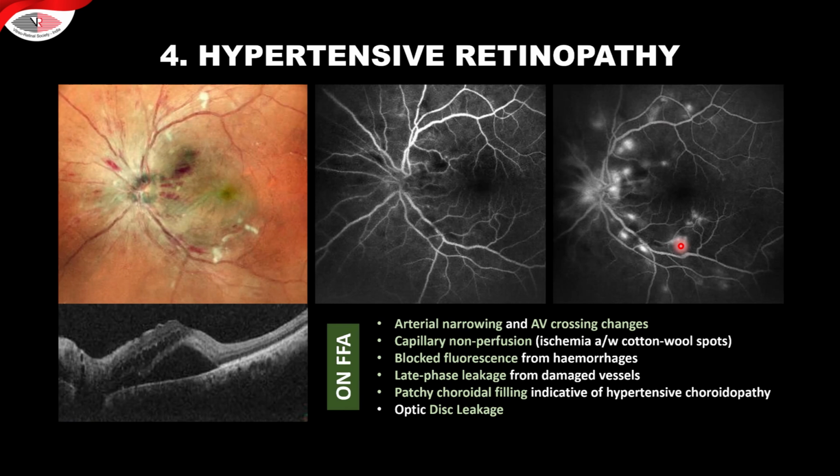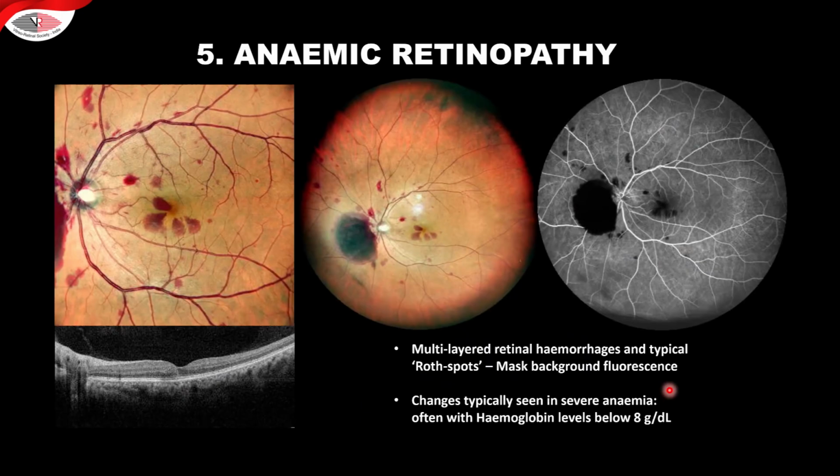Hypertensive retinopathy can have many features, and if there's malignant hypertension, there'll be extensive edemas and all, but otherwise you may just see arterial narrowing at the AV crossing changes, capillary non-perfusions localized at times, choroidal infarcts at times, the cigarette spots, late phase leakage from damaged vessels, and of course optic disc leak. All these could be seen in some aspects of hypertensive retinopathy.